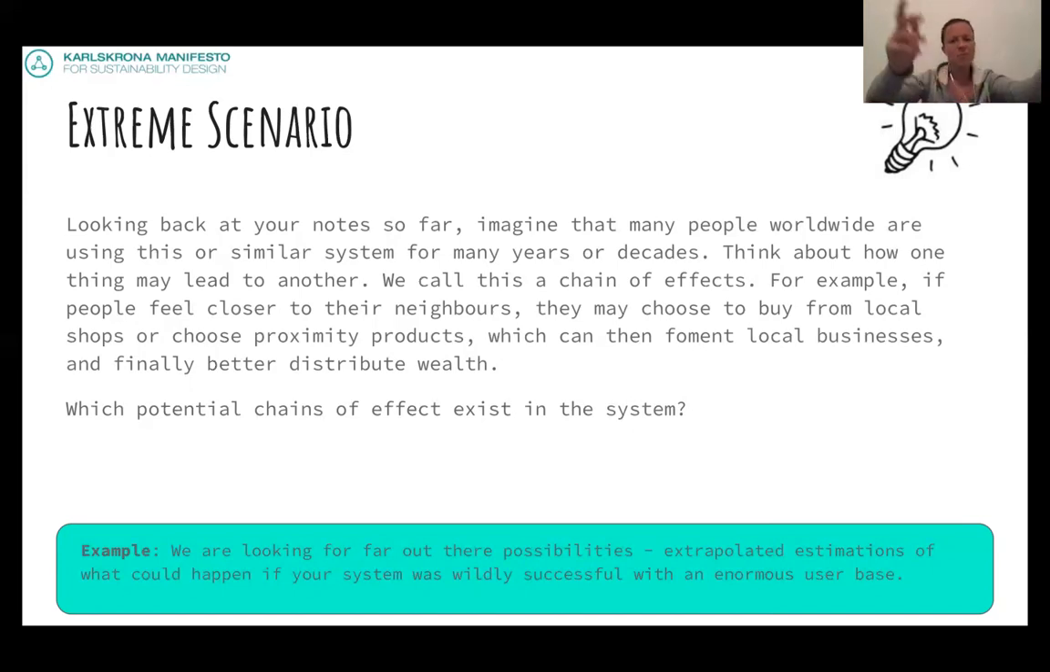What potential chains of effects exist in the system that you're currently looking at? And you can think quite a bit in the future, and you can just extrapolate what if the system becomes widely successful. What if the little app that you programmed last week all of a sudden gets a 5 million user base? What would happen? Apart from you earning money.